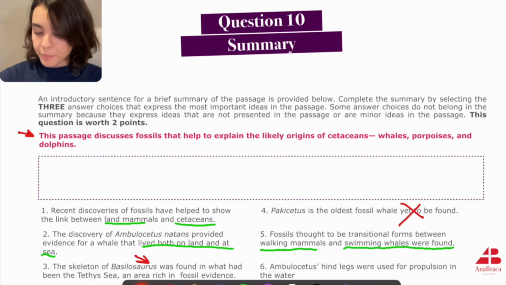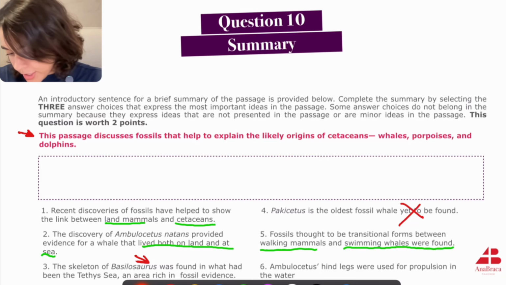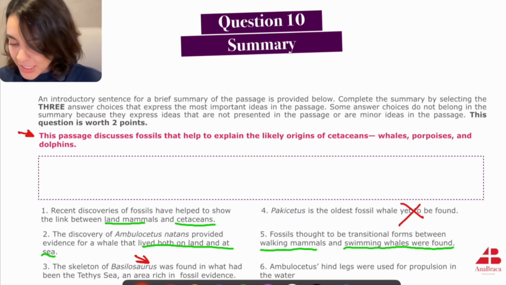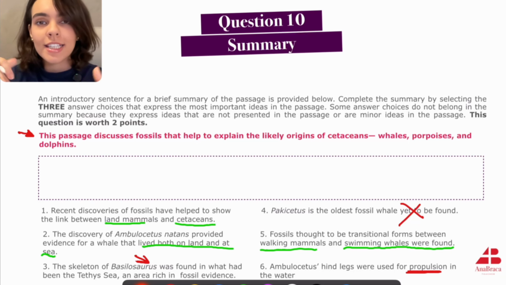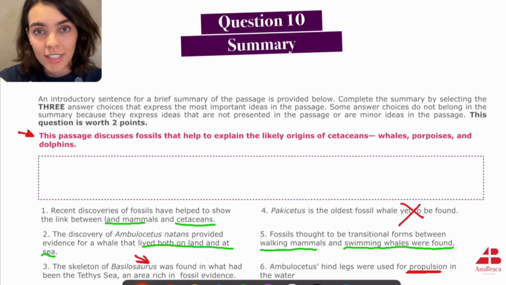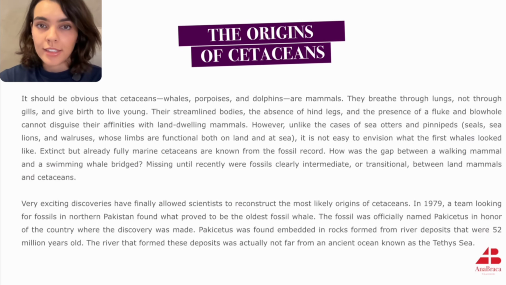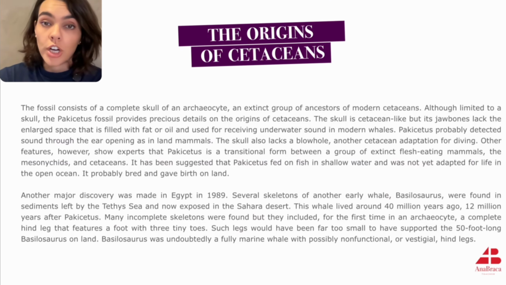So, okay. And then option 6. Ambulocetus hind legs were used for propulsion in the water. Also correct, but also very specific. And we had a question about it. So as you can see, the previous questions might misguide you in question number 10. So my recommendation is go back to the text. Okay? Go back to the text and see what is a detail and what is not a detail.